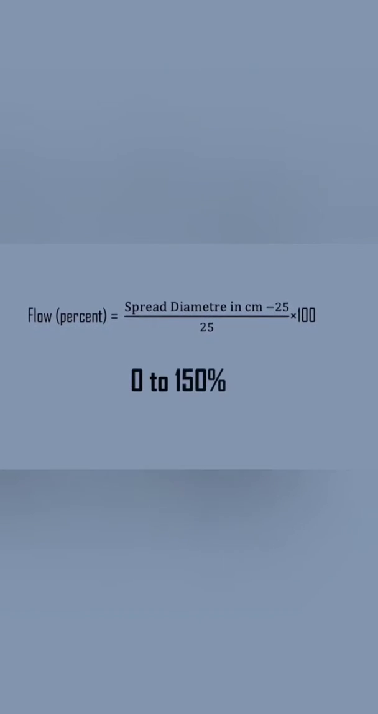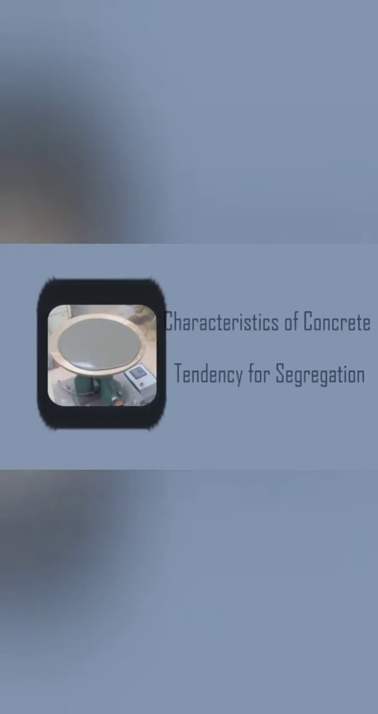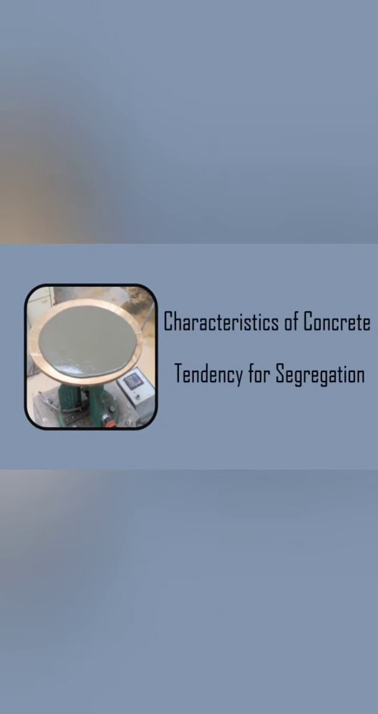Thus, the value of flow percent is calculated from 0 to 150%. A close look at the pattern of spread of concrete can also give a good indication of the characteristics of concrete, such as the tendency for segregation. Flow table test values are measured in terms of percentages.